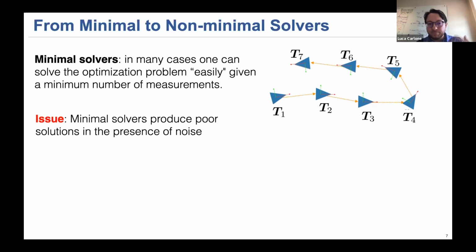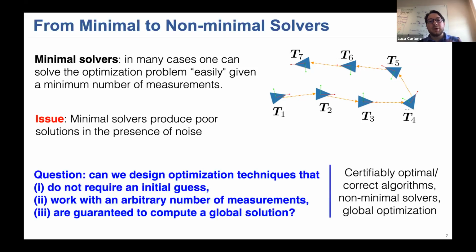So the topic of this tutorial is about addressing a fundamental question: can we design optimization techniques that, first of all, do not require an initial guess, which is a source of brittleness? Second, that work with an arbitrary number of measurements. We don't want to use a subset of the measurements, we want to use all of them. And third, that are guaranteed to compute a global solution.